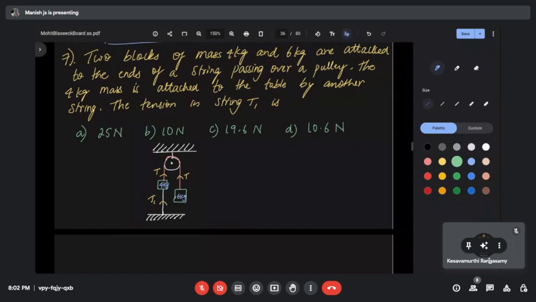So for the 6 kg block, what is the free body diagram? Draw it. So this is the 6 kg block. So what forces act? You can see that tension T is acting vertically upward, isn't it? Then what other force will act? Is it only tension T? Weight also will act, isn't it? mg, which is 60.